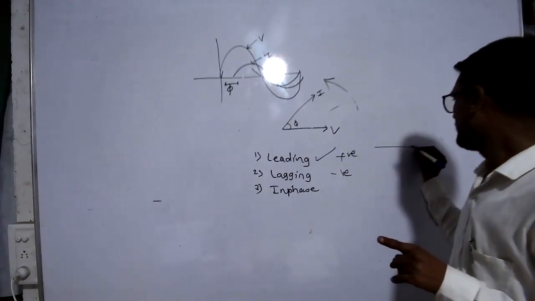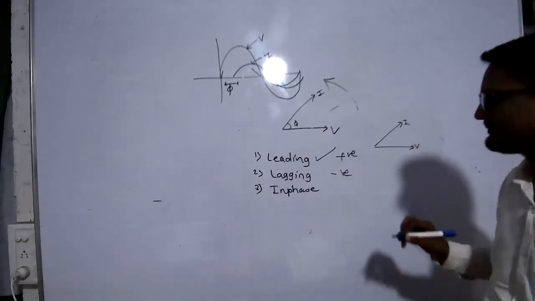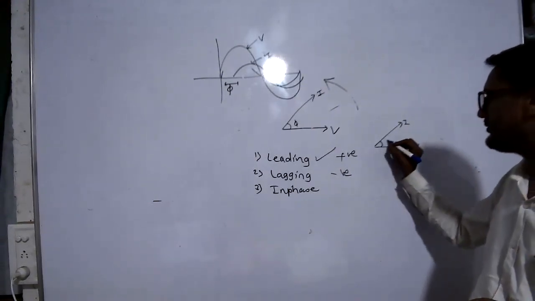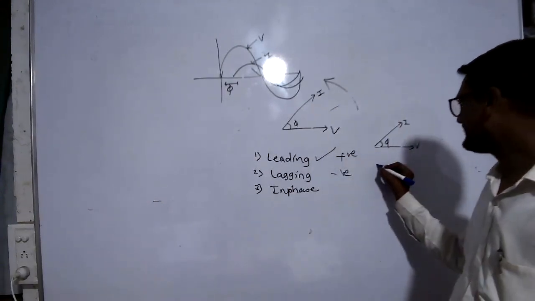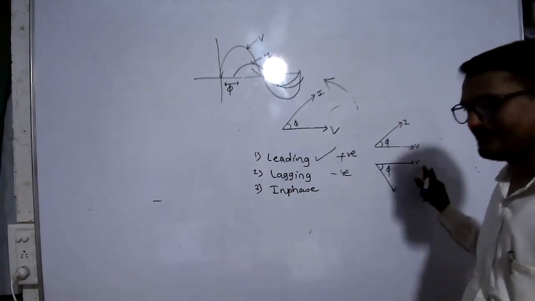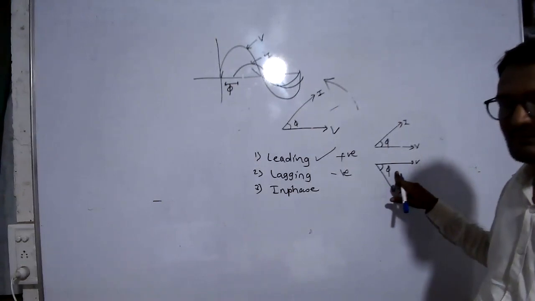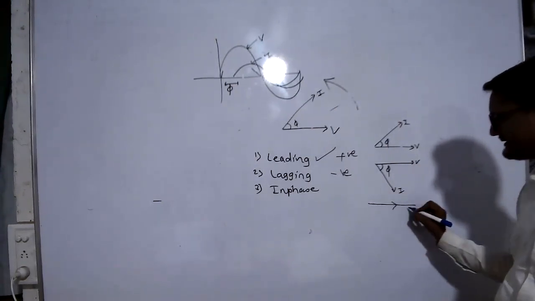So this is called the leading phase. That means current leads voltage by angle phi, that means the phase difference is positive. Next is the lagging phase difference. That means current lags behind voltage by angle phi, and this one is the in phase.